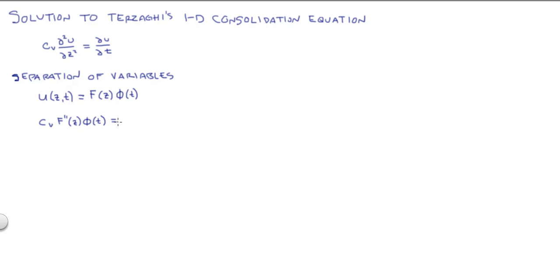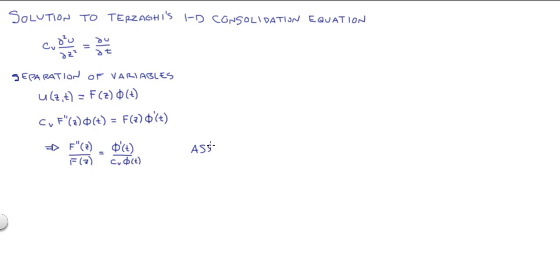Now substituting the separated expression back into the differential equation, we arrive at the expression shown here. Can do a little bit of algebra to simplify this out and separate the z's on the left side and the t's on the right side. I'm going to move the c sub v over to the right side because it'll be a little easier to work with it over there later on.